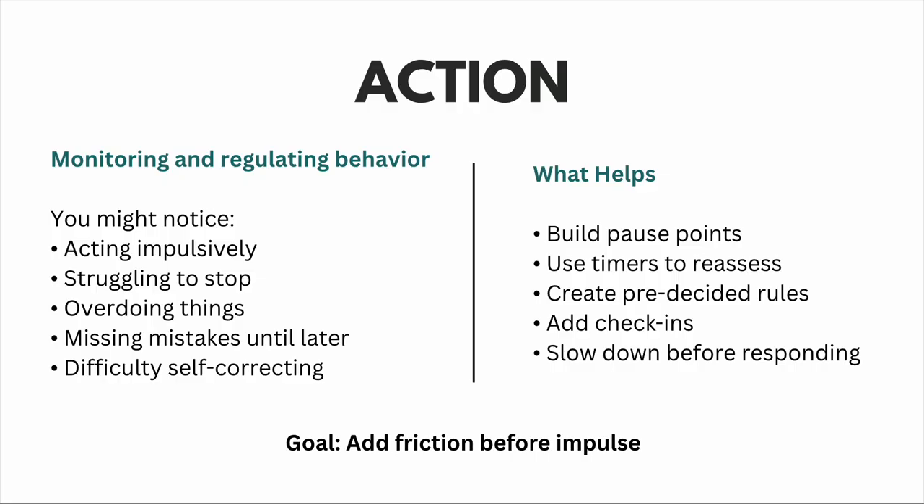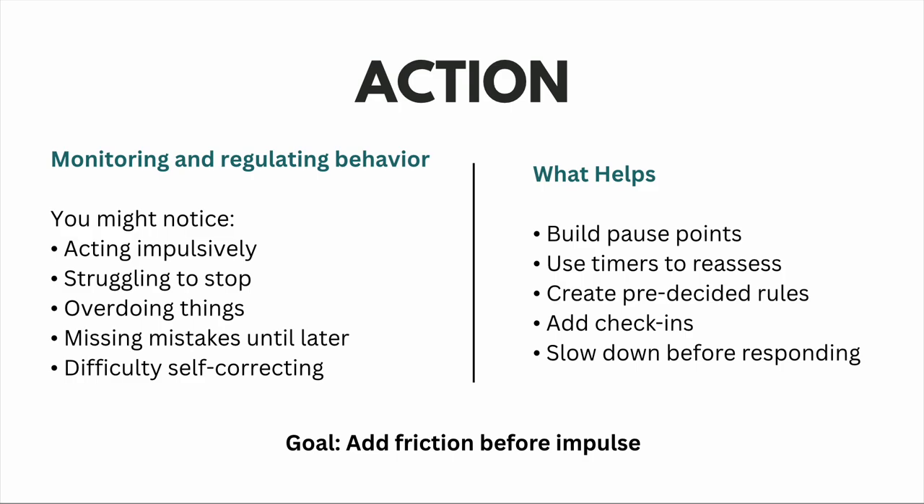Struggling to stop something, right? Maybe you're doing something and it's hard for you to stop, even though you know that you have to switch tasks and do something different. And then overdoing things, right? So you do one task and then you do a huge amount of that task. Missing mistakes until later because in the moment you're not aware. And then difficulty self-correcting, just like I mentioned, that monitoring of yourself, because it's hard for you to be aware. So, what helps?